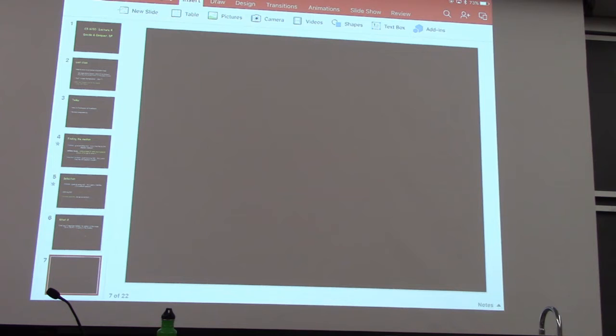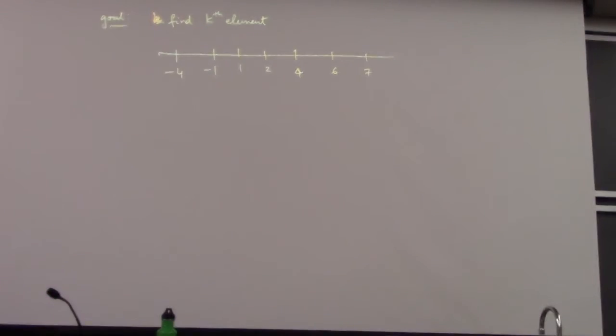So let's think of k. Remember, k is the kth element that you want to find. One goal is to find the kth element. And you have a bunch of numbers, so let's draw them on the line. You have 1, 2, 4, 6, 7. Let's say these are the numbers you have, and k is the third smallest. So I want you to find the third smallest one.